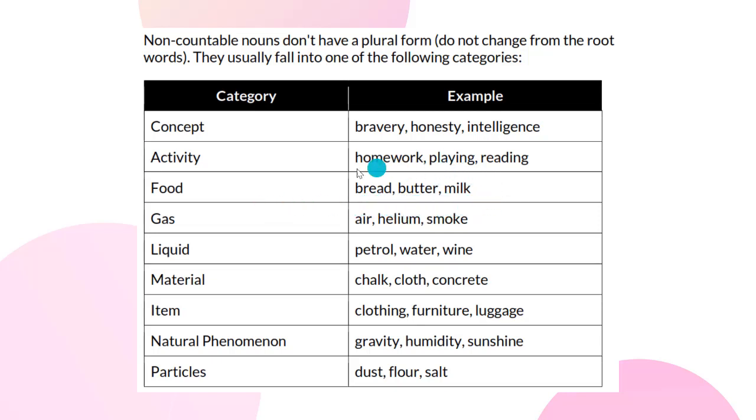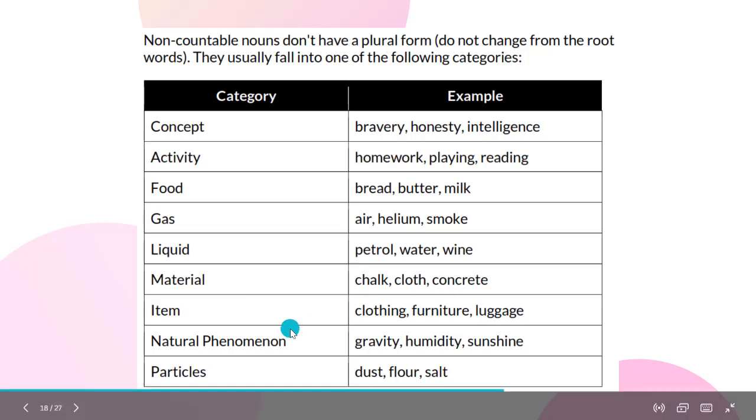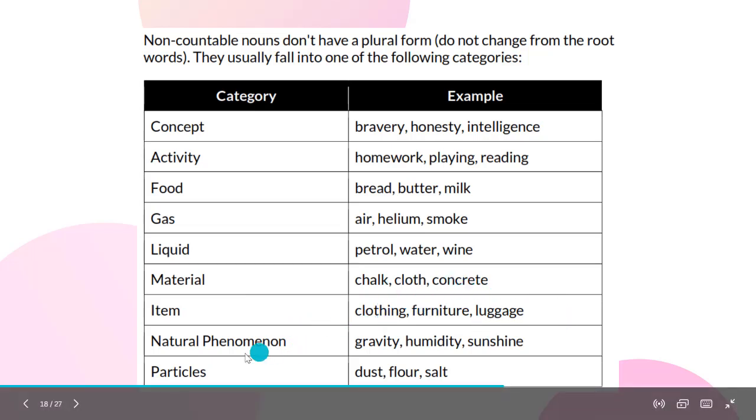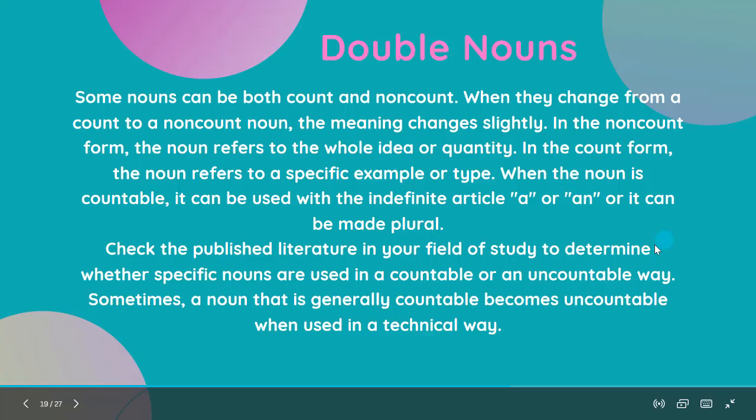Nah, ini tentunya bisa dihitung dengan satuan ya. Jadi contohnya misalnya seperti 1 kilogram of butter or a lot of bread, seperti itu. Gas, seperti misalnya air, udara, helium, and smoke. Liquid, petrol, water, wine. Material, chalk. Cloth, concrete. Item, clothing, furniture, luggage. Natural phenomenon, gravity, humidity, sunshine, and then particles, dust, flour, and salt.